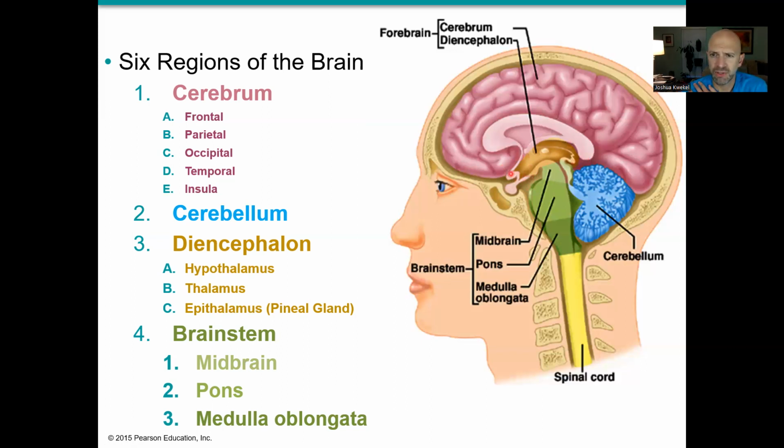Diencephalon, three parts, 1, 2, 3. And the pineal gland, sorry, one more thing. The pineal gland is this structure right here in the back. All right, lastly, the brainstem. The brainstem is the stalk of the mushroom.